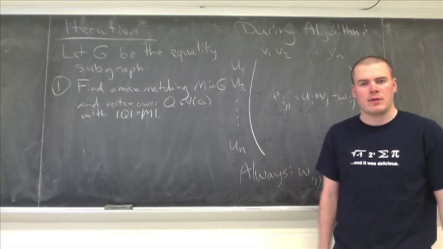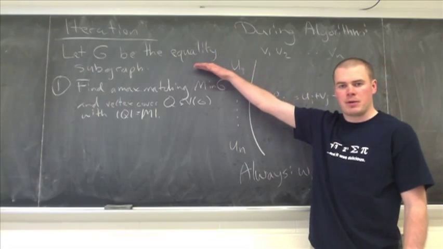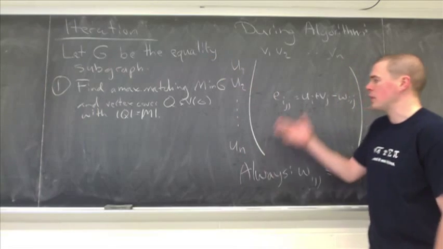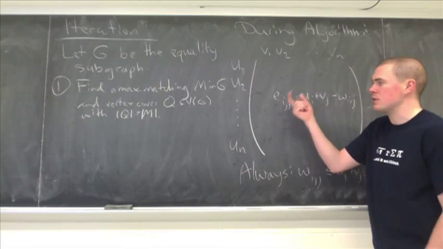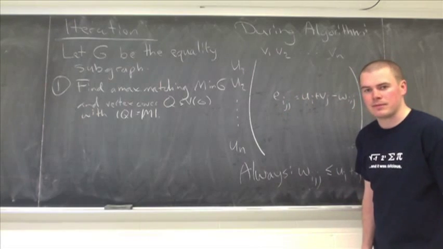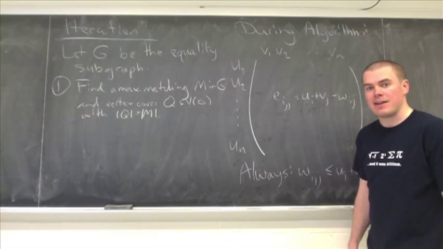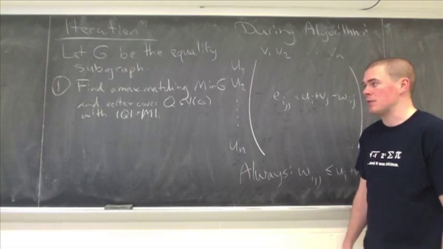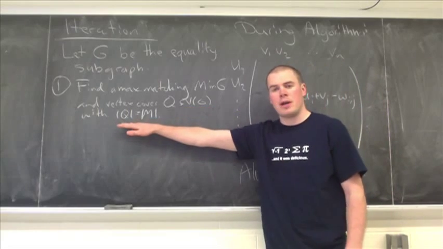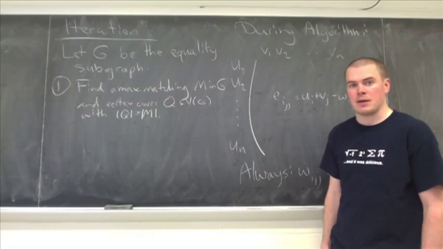When we perform an iteration, the first thing we're going to do is find the equality subgraph. Essentially, I'm going to look at the excess matrix, and if there's a 0 at any position, I will put that edge in my subgraph. Then I'll look for a maximum matching M in this graph and a minimum vertex cover Q such that Q and M have the same size. We can do this using our augmenting paths algorithm.